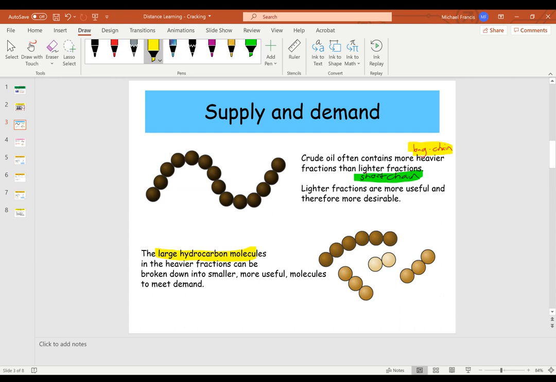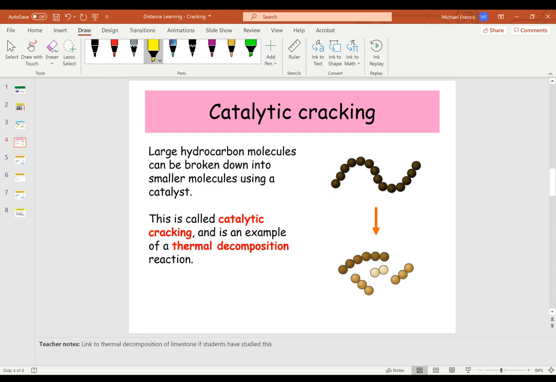Well, this is exactly what we are going to do with our hydrocarbon molecules. We take our large, long chain hydrocarbon molecules and we break them down into smaller and more useful short chain molecules, because we've got a lot of long chain, but we want a lot of short chain. This process is called catalytic cracking. As you can probably imagine from the name, it involves the use of a catalyst, and the cracking is the idea that we are breaking it up, cracking it down from long chains into short chains.